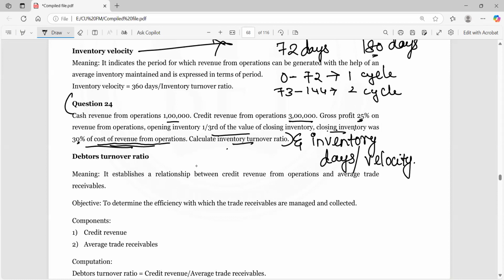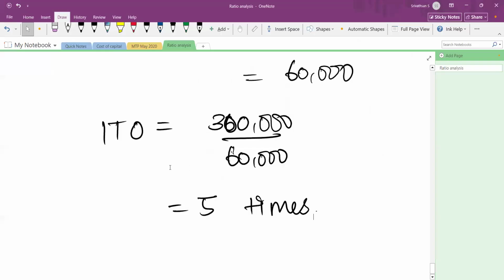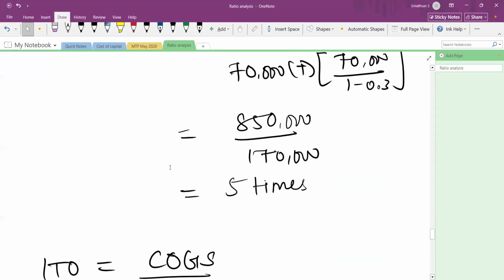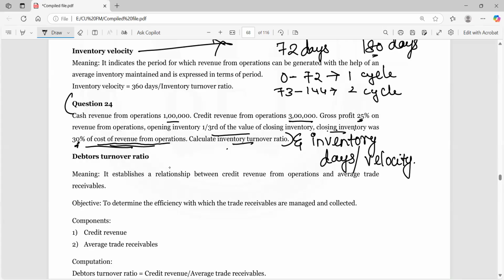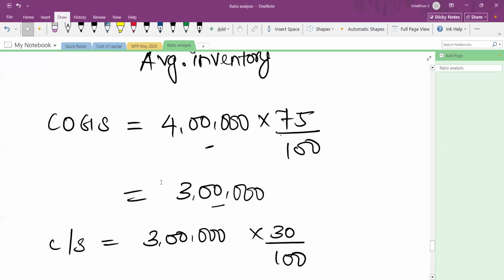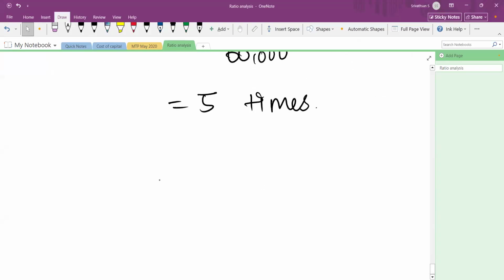Average inventory. COGS is? No, 3 lakh. COGS is 30% of cost of goods sold. Sales 4 lakh. On 4 lakh, cost of goods sold is 75%, because out of sales, 25% is gross profit. Remaining 75% is cost of goods sold. Got it? So now what is the inventory velocity for this?